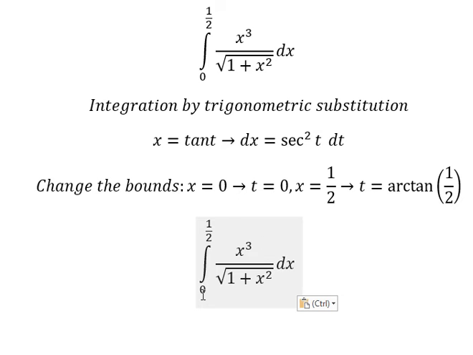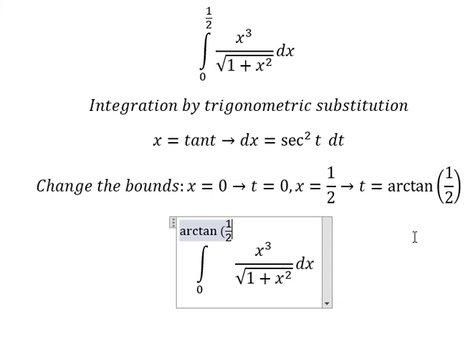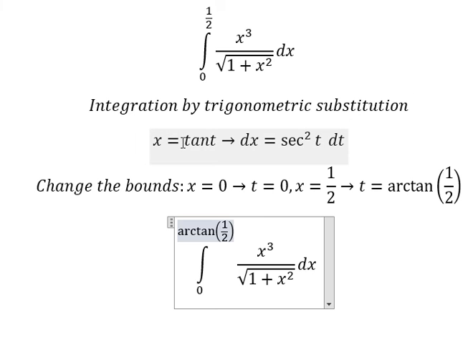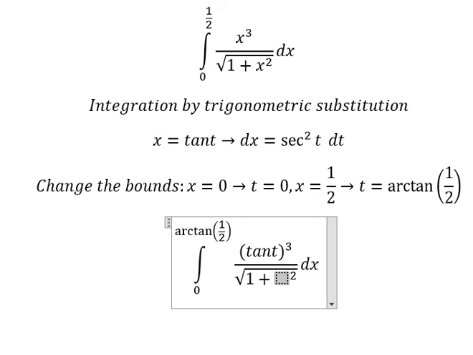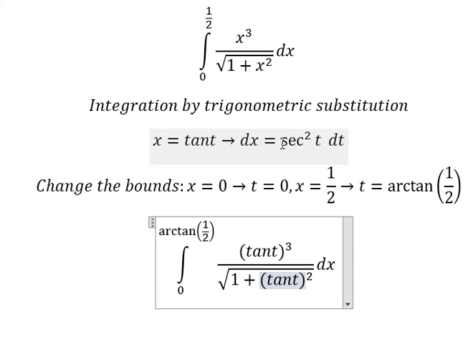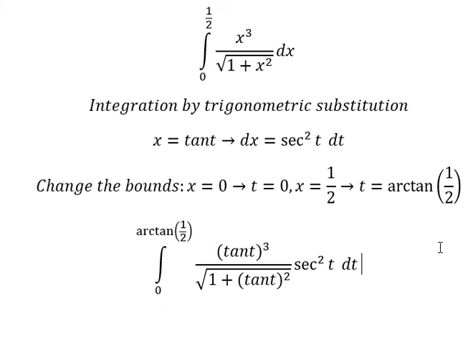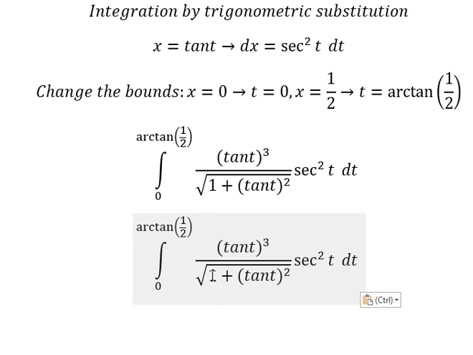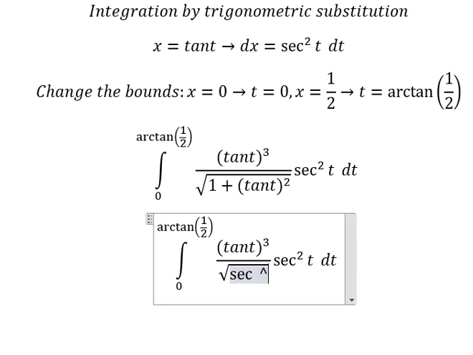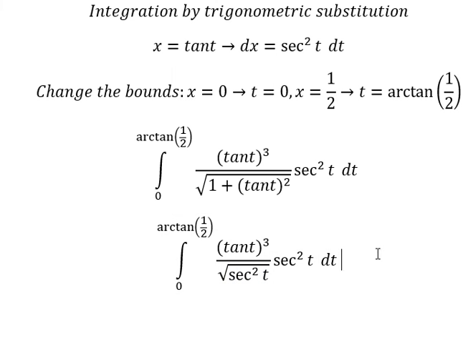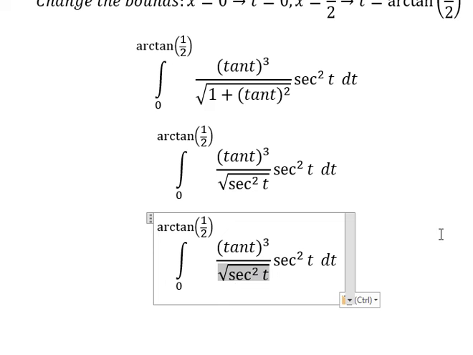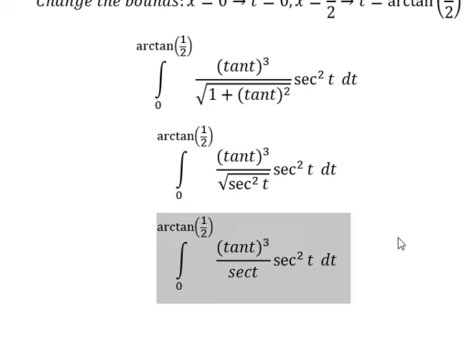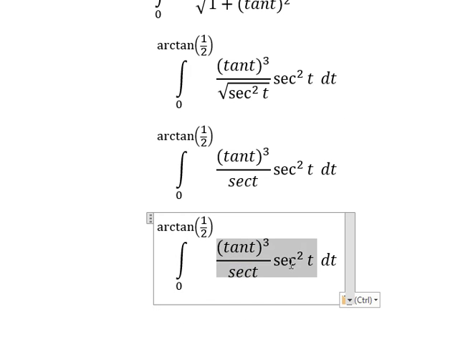So number 0 we keep the same. This one we change by arctan of 1 over 2. x we change by this one. dx we change by this one. This one we change by secant squared t. And this one we change by secant t. And now we simplify.